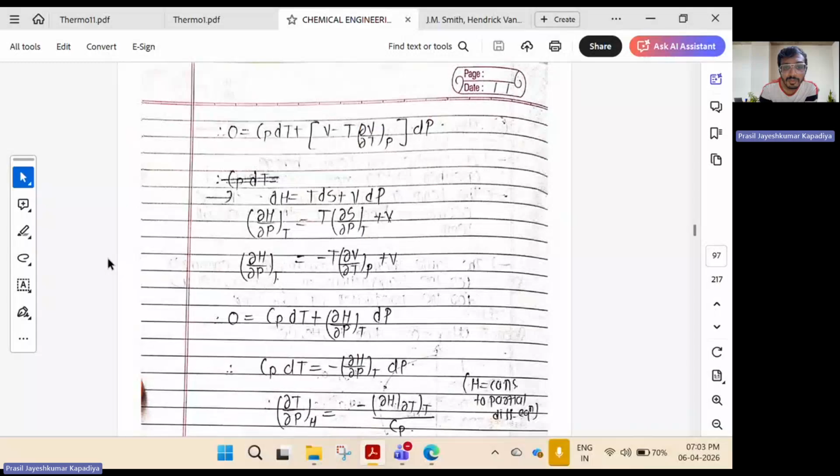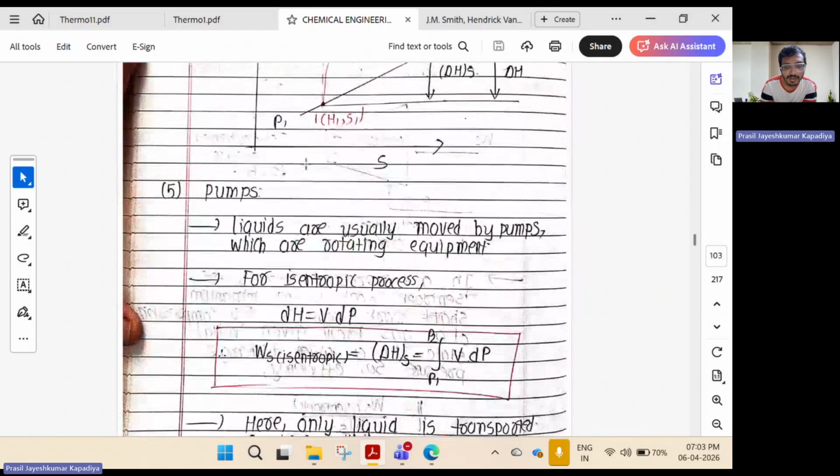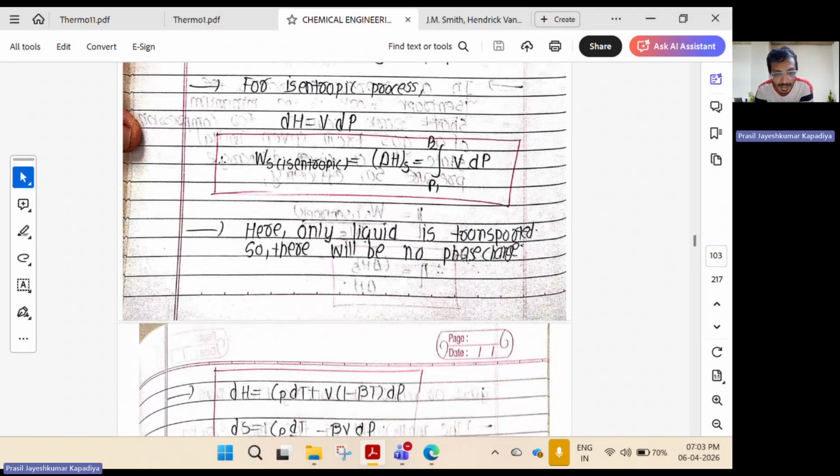dH is equal to TdS plus VdP, and if it is an isentropic process, then dH is equal to VdP. Correct. So W isentropic will be the integration from P1 to P2 of VdP. Here only liquid is transported, so there will be no phase change. Okay, this is very important. We only use a pump to transport liquid, so there is not going to be any phase change.